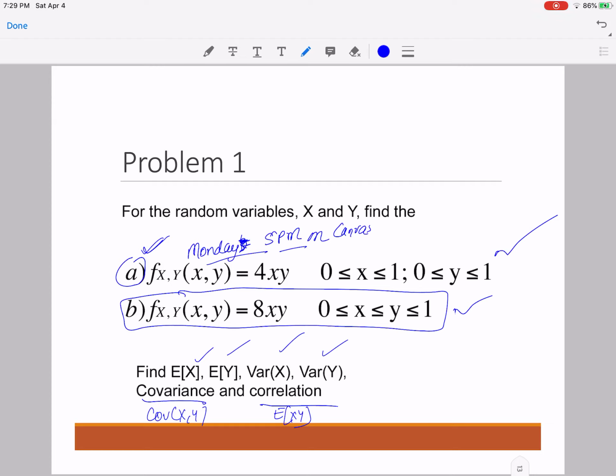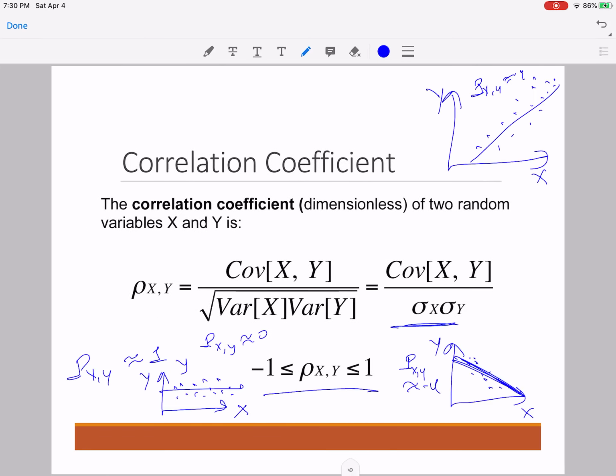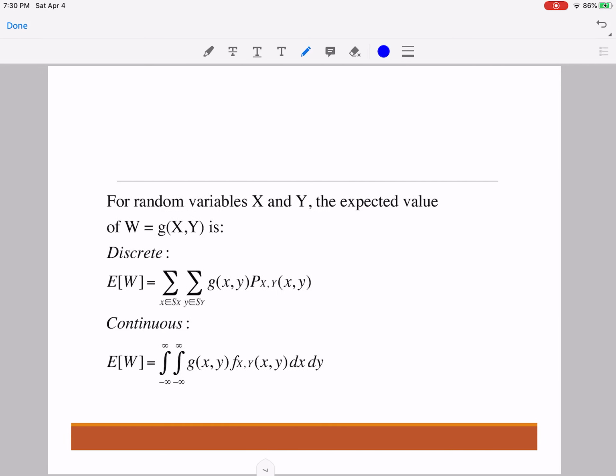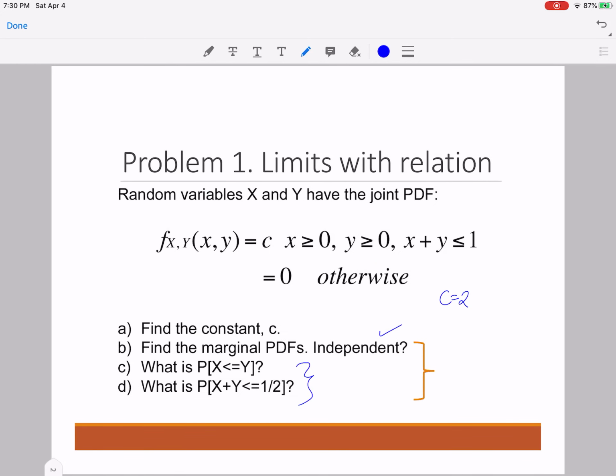Then for Wednesday's class, in-class participation by 5 p.m., you need to get the covariance and correlation term for this problem right here. For this problem, get the covariance term and the correlation term. And that will be due for Wednesday by 5 p.m.